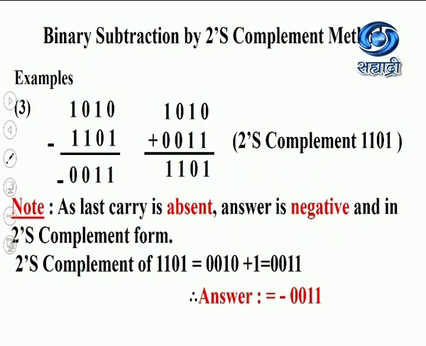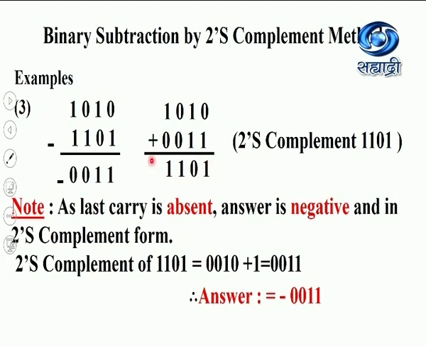Let us see the third example. Here we have 1010 as the first number and the second number is 1101. We are going to subtract these two numbers by the direct method. The result is 0011 and the answer is negative. By the 2's complement method, the first number is 1010, and 0011 is the 2's complement of the second number. When we add these two numbers, the result is 1101.